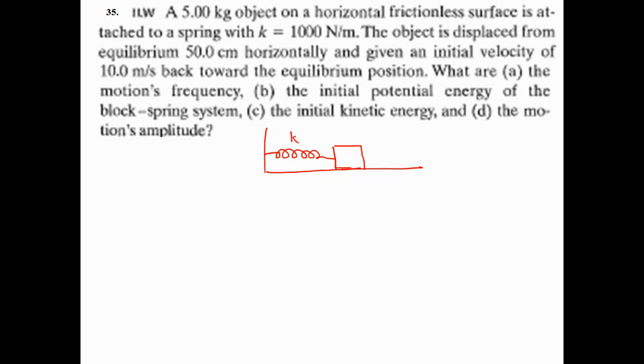And then the spring has a K value. So the mass of the object is given. What is the mass of the object? 5 kilogram. And the value of the spring constant is given as 1000 Newton per meter. And the object is displaced from equilibrium horizontally. That means when you drag it, your spring will be coming like this. Am I right?